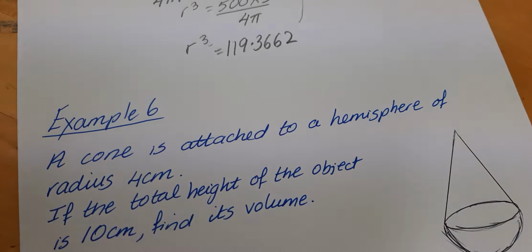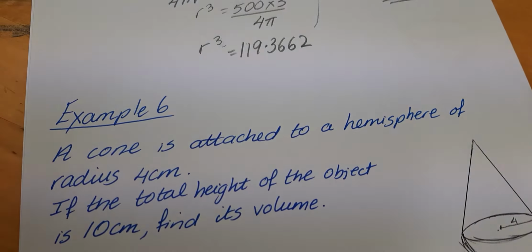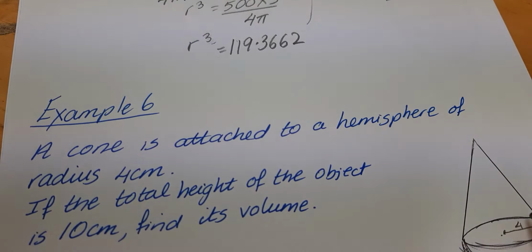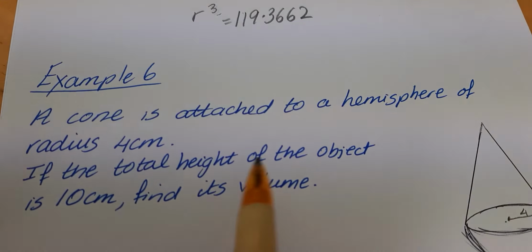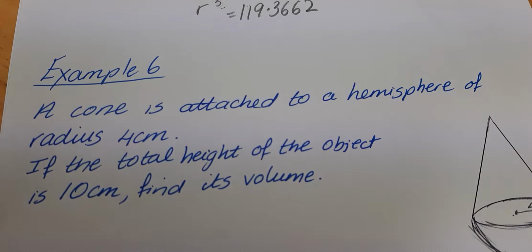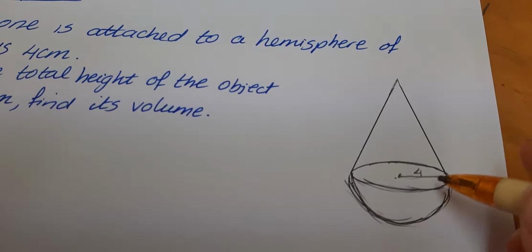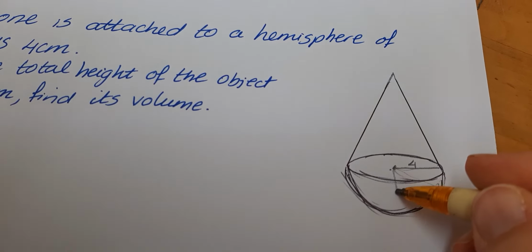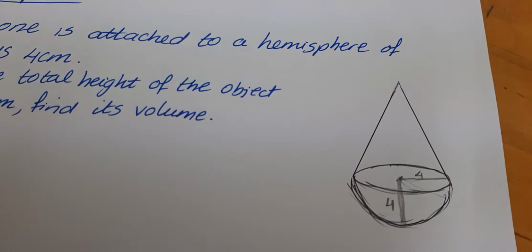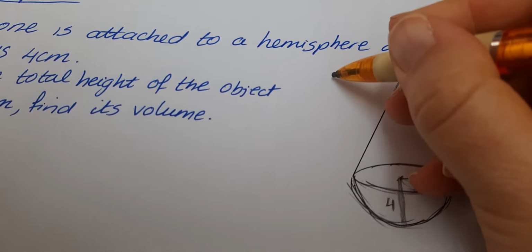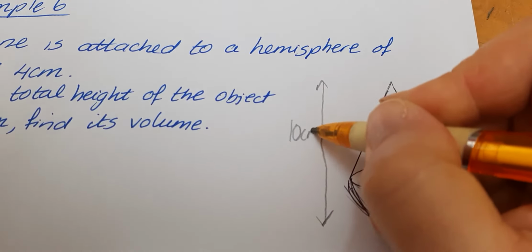So a cone is attached to a hemisphere of radius 4. So they've given me this radius here. This is 4, which means, as I can see from the diagram, the cone will also have a radius of 4. If the total height of the object is 10, find its volume. Now they've told me the total height is 10. So I know that if this is the radius, it's the radius all the way around. So it's also the radius down here. So if I make a vertical line here, that will also be 4. And we know the whole thing is of height 10.